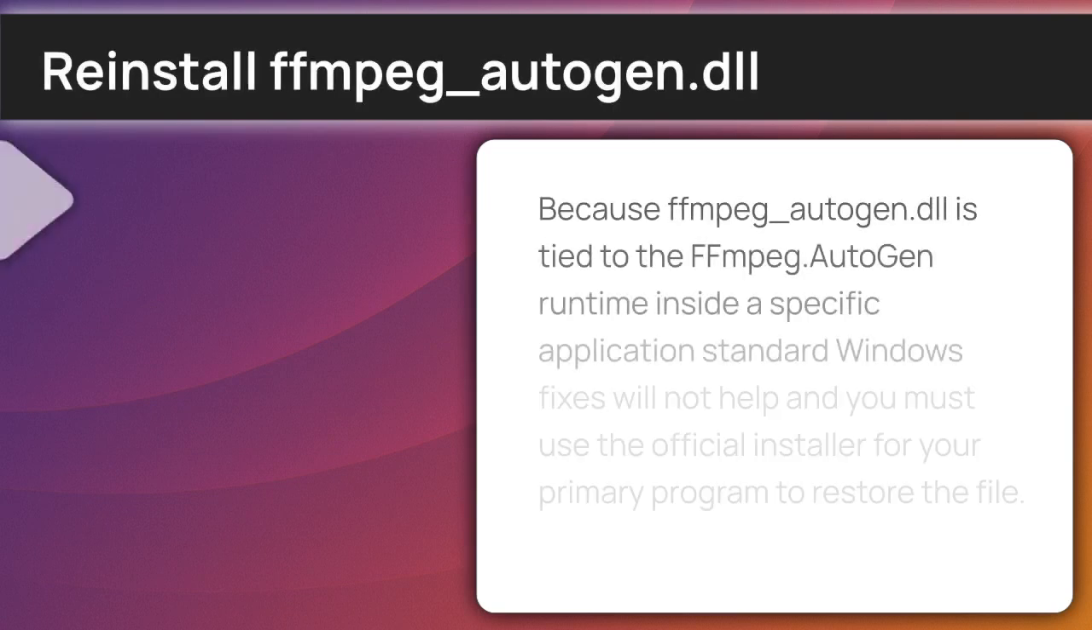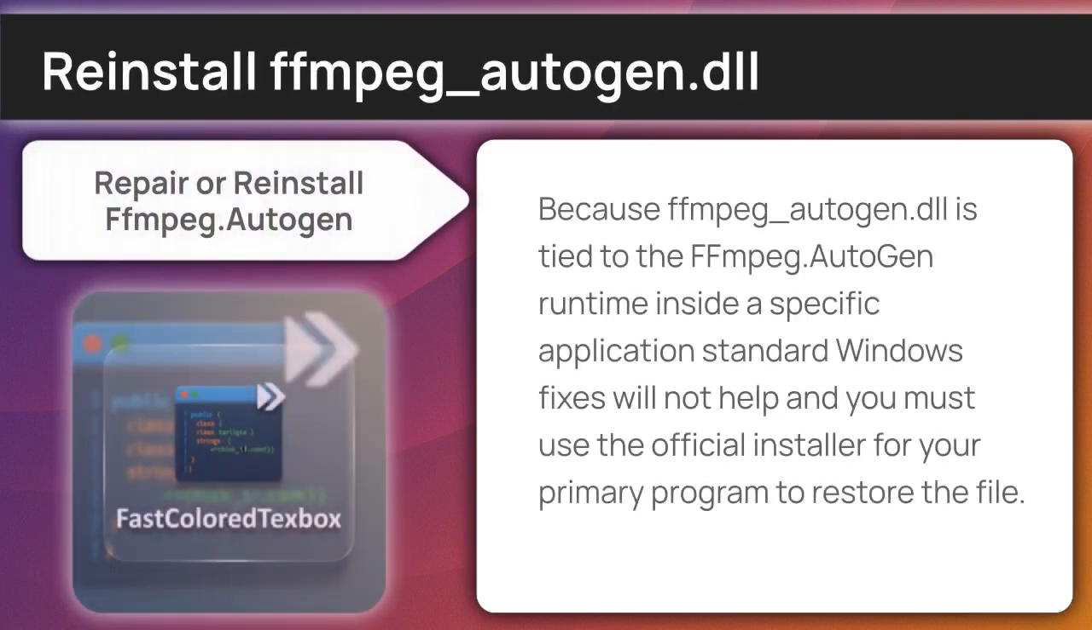Because FFmpeg.AutoGen library DLL is tied to the FFmpeg.AutoGen runtime inside a specific application standard, Windows fixes will not help, and you must use the official installer for your primary program to restore the file.